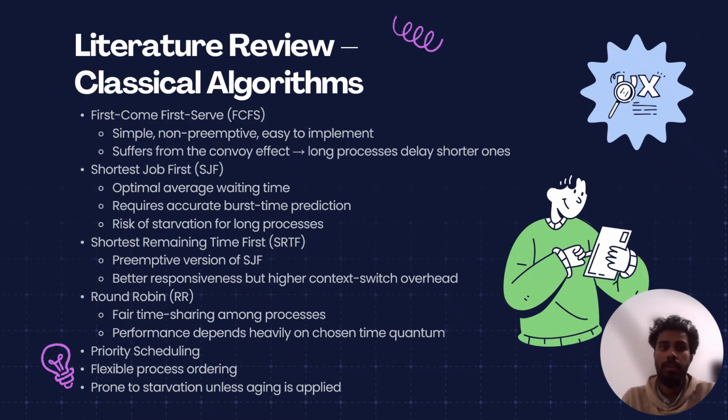Here is the literature review. The classic scheduling algorithms each have benefits, but also face issues. First come first serve causes convoy delay. Shortest job first and shortest remaining time first risk starvation and rely on burst time accuracy. Round robin is sensitive to time quantum choice, and priority scheduling can starve lower priority tasks, highlighting the need for a more balanced scheduling approach.